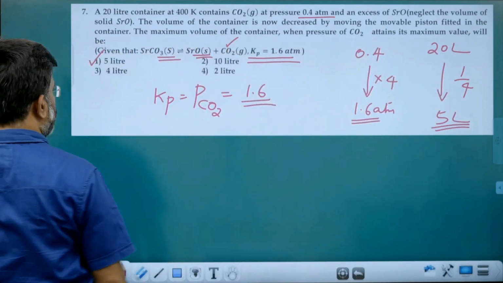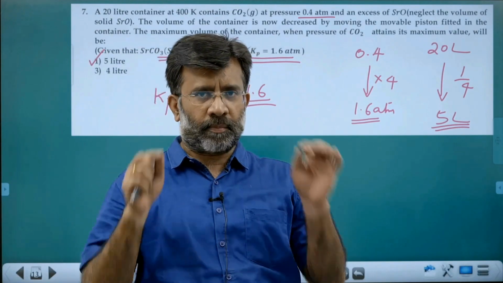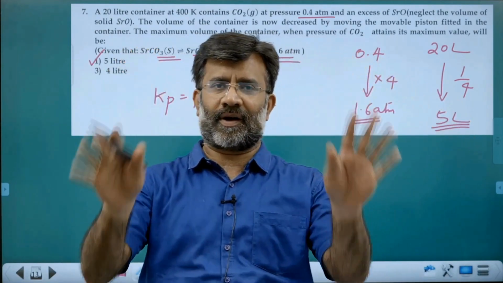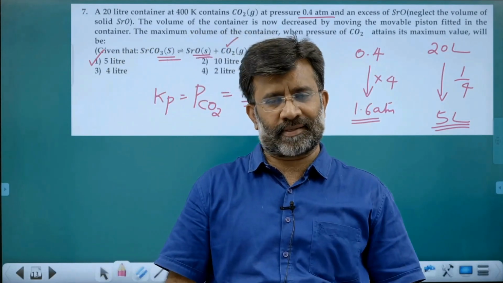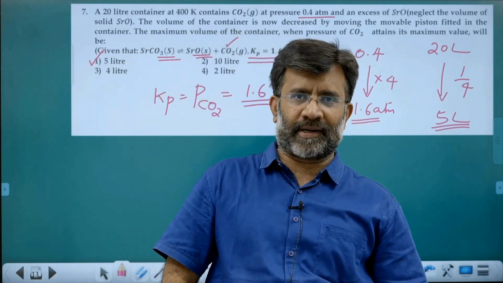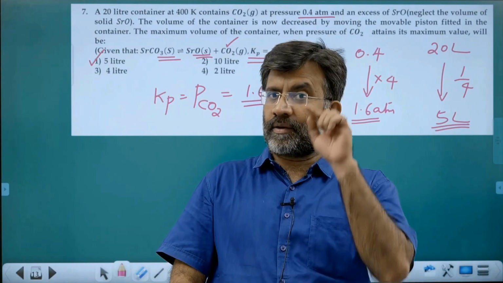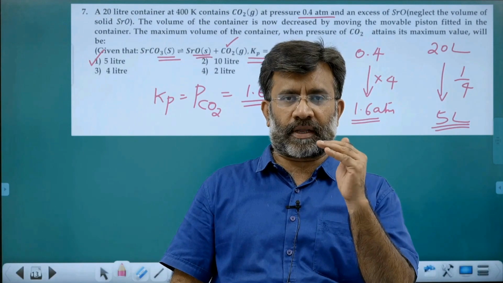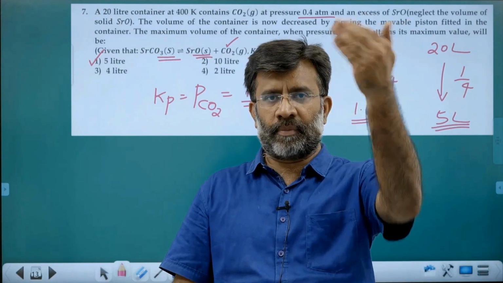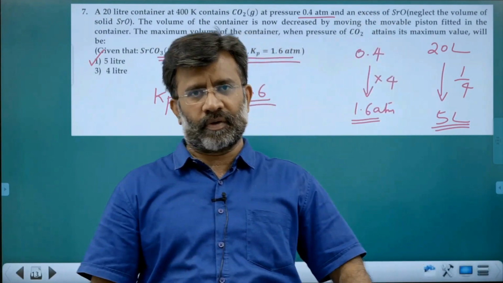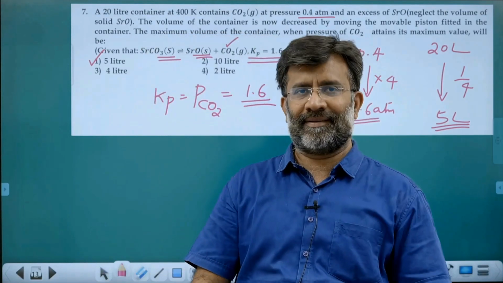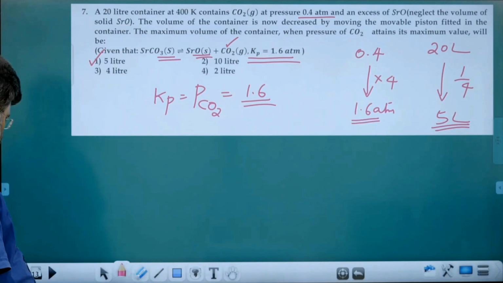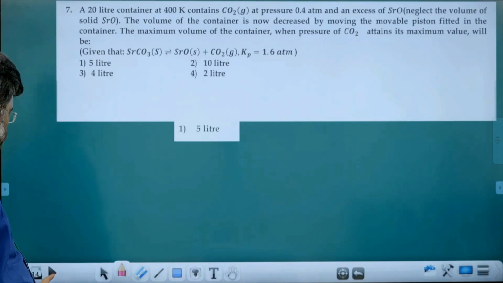Option 1. The pressure is 0.4 atm. See, the other components are solids, so only CO2 is considered. The pressure is 0.4 atm, and that can go up to a maximum at equilibrium of 1.6 atm. That means the pressure can be 4 times, so the volume will be 1/4. The volume now is 20 liters, and it can be 1/4, so 5 liters.